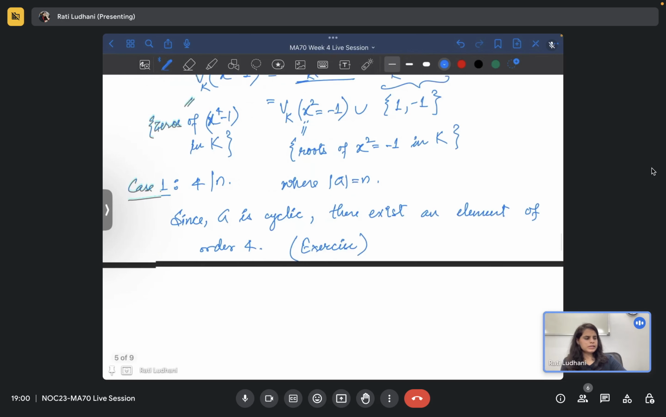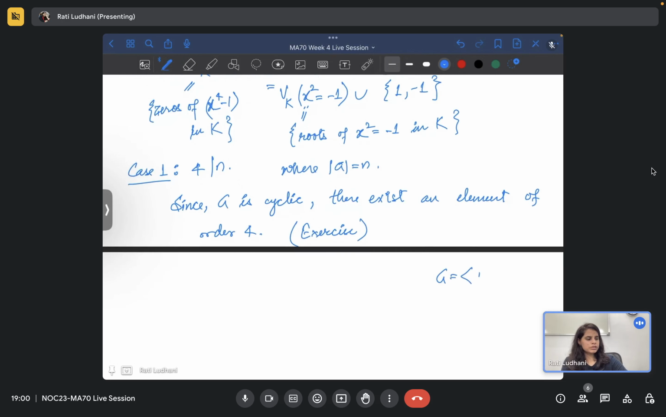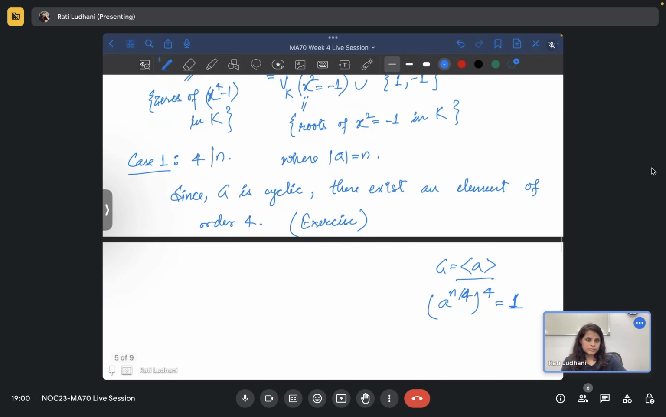That can be done easily: you just think of G to be generated by a, and then you can prove that a raised to power n by 4, when you take this, will be equal to identity and not a lesser number. So this can be proved. Okay, just think about this. So G is cyclic, so there exists an element of order 4.